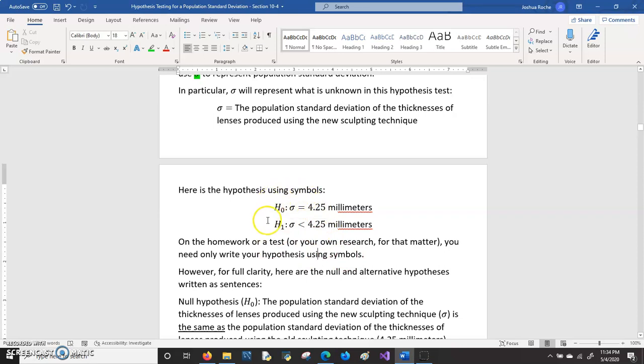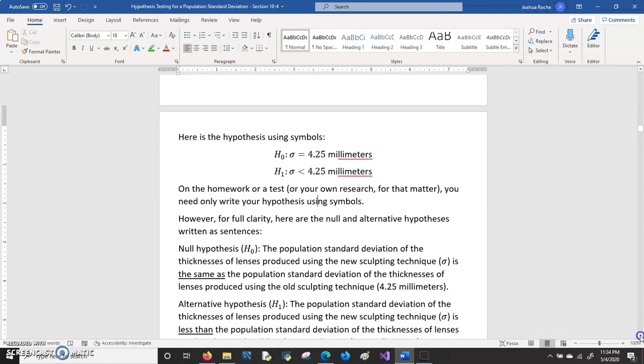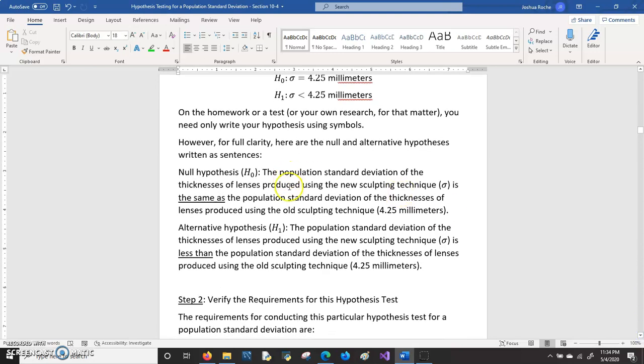And again, on quizzes, homeworks, on the final, and in your own research, you would usually write your hypotheses in these symbols. But in the lecture notes, I went ahead and wrote the full sentences out just to give full clarity as to the meaning of these two hypotheses symbols.